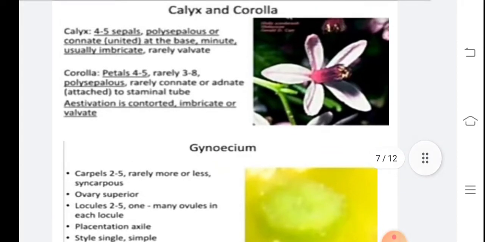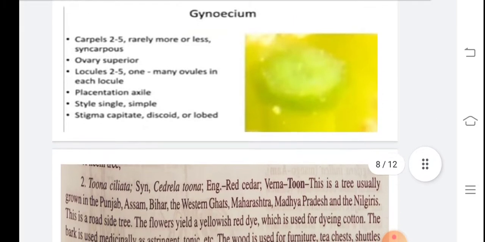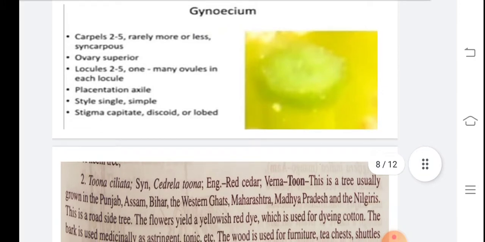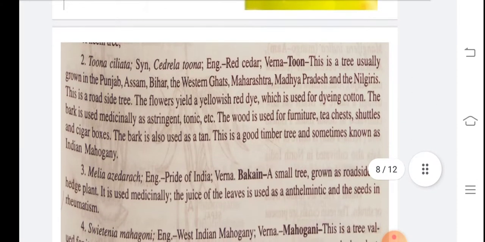In relation to calyx and corolla, sepals polysepalous. So this condition is seen in the flower. Corolla 4 to 5, it is also there. Then gynoecium, carpels generally 2 to 5 or up to 6, syncarpous condition. Placentation axial. Style is single, and the stigma capitate, discoid type.